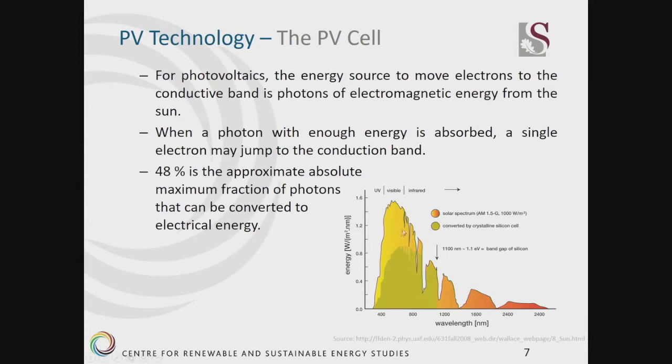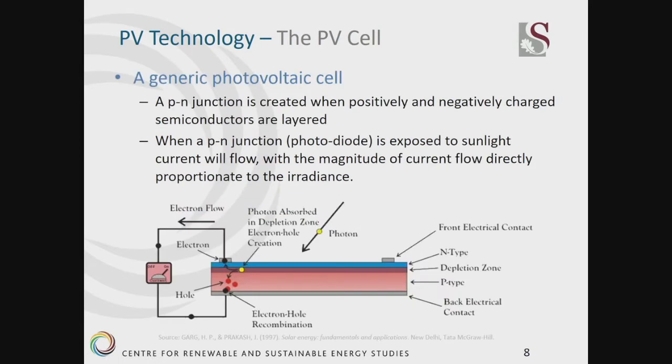On the right, you can see a diagram showing the energy that's available from the sun, and this is the yellow going over to the red, and the darker green is the energy that can actually be absorbed by silicon photovoltaics. When we have these positively and negatively charged semiconductors and we layer them, we form a p-n junction or a photodiode. When this is exposed to sunlight, current will flow, and the magnitude of current will be directly proportional to the irradiance.